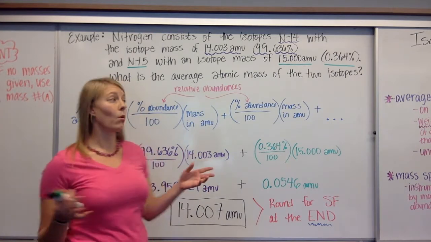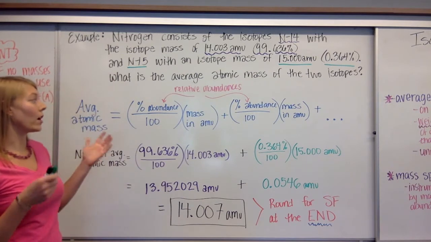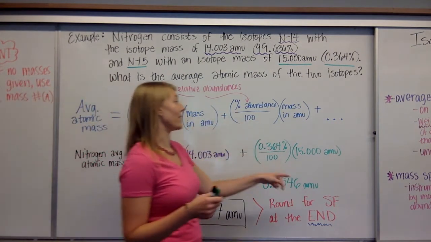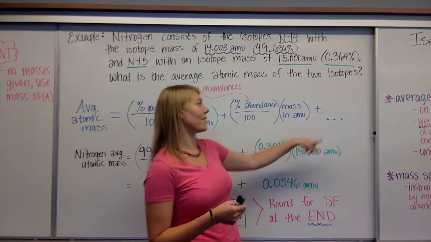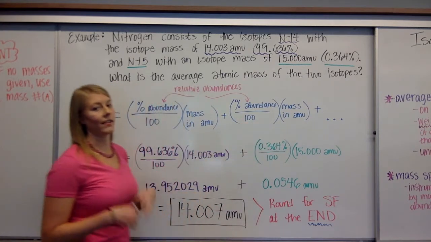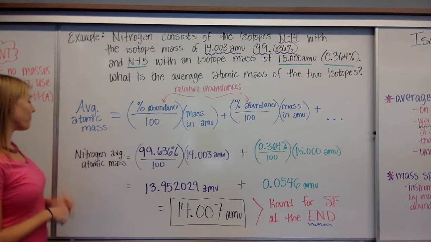If there are more than 2 naturally occurring isotopes of that element, then we are going to continue to do this: plus the percent abundance divided by 100 times mass, plus the percent abundance divided by 100 times mass. All right, so however many isotopes there are, that's how many times we're going to need to do that step.